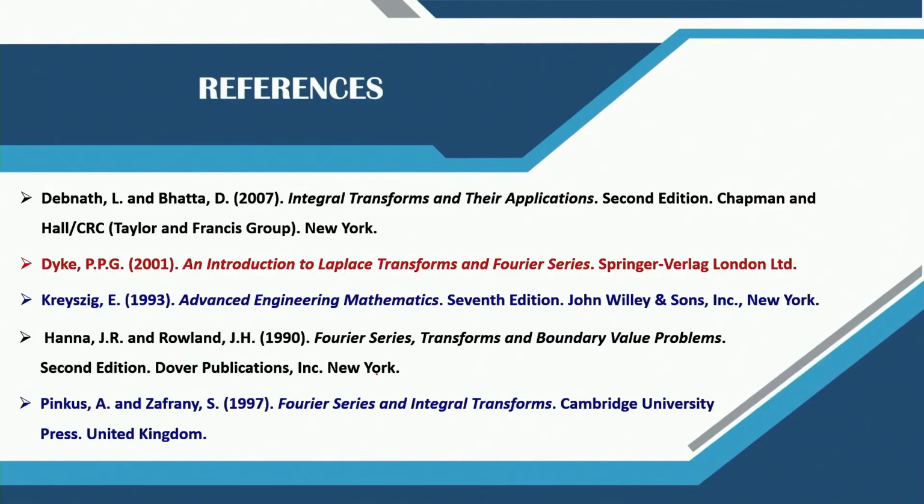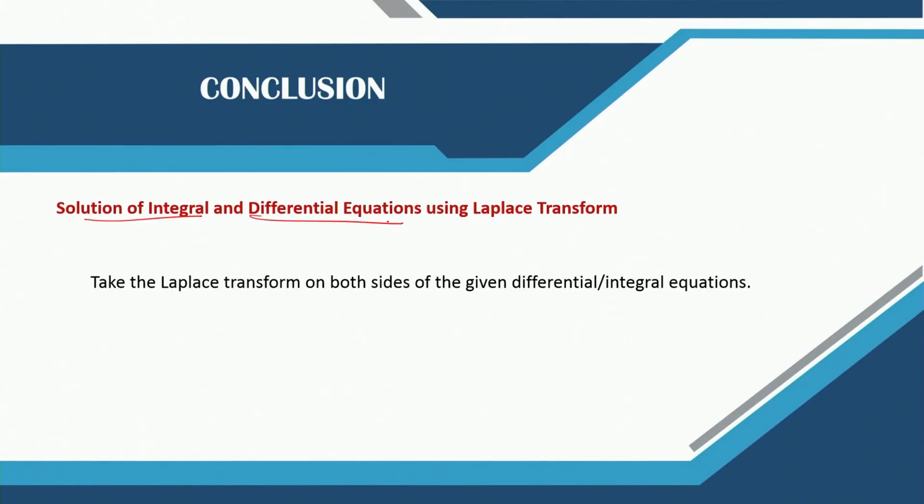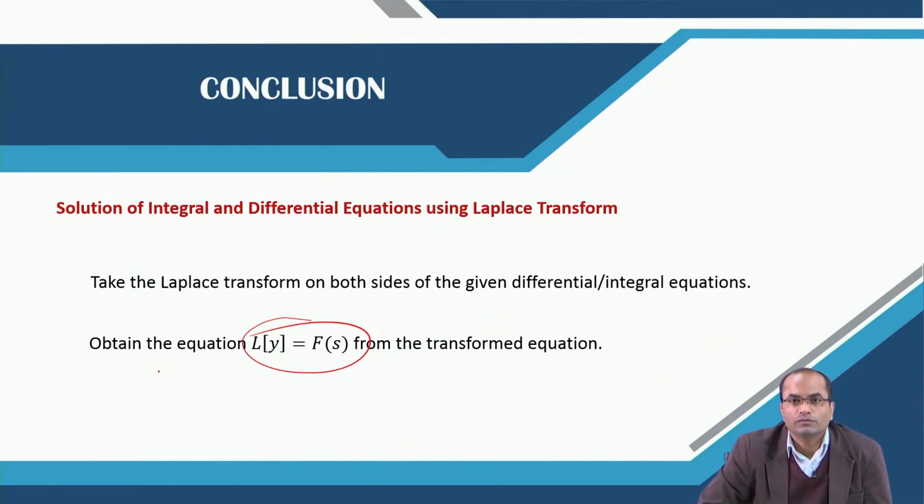So, that is all. These are the references we have used for preparing this lecture, and just to conclude, we have discussed the solution of integral and differential equations using Laplace transform. The key steps were we have to take the Laplace transform, and then we have to solve for L(y) is equal to F(s). In this case, if we have the constant coefficient equations, we directly get algebraic expression and we can easily get into this form, but if we have the variable coefficient, then we need to solve some simple differential equations to again get this L(y) is equal to F(s) form.